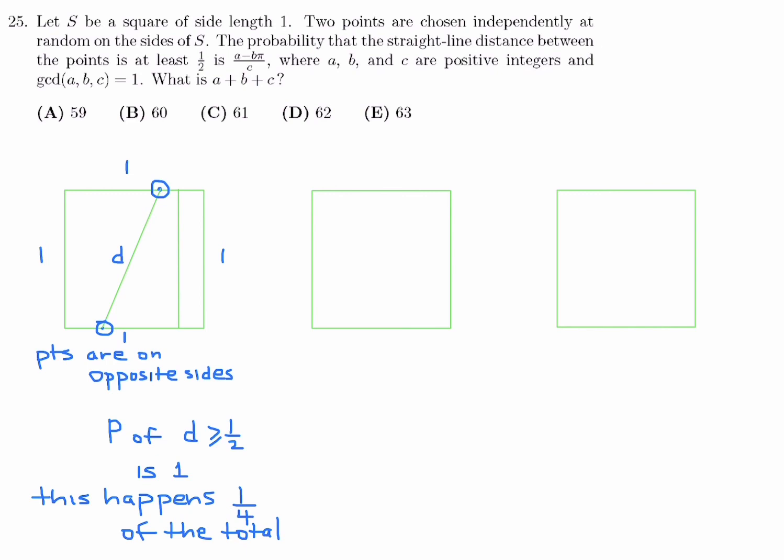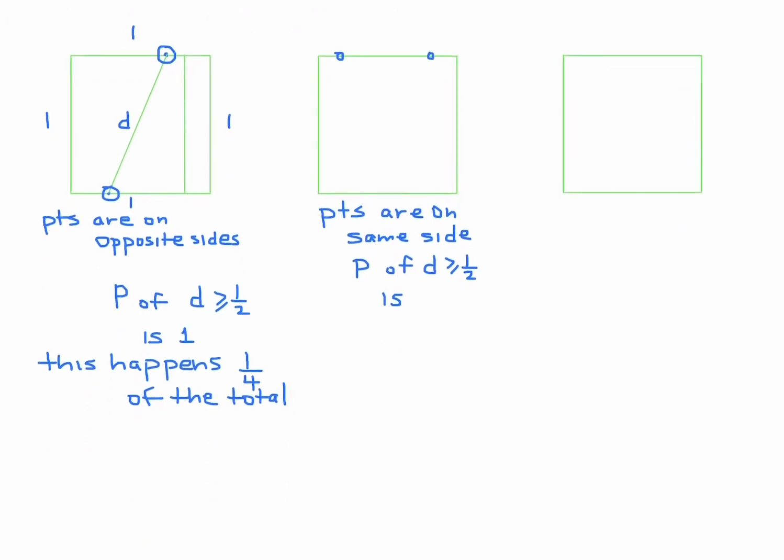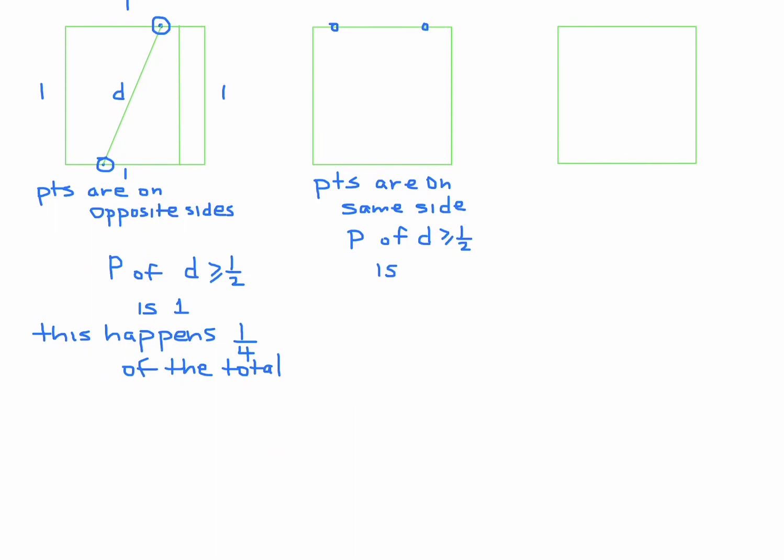The second scenario is when both of the points are on the same side. So for example, this is one point and this is a second point. And we want the distance to be greater than or equal to a half. So points are on the same side. And we have to figure out what is the probability that that distance is greater than or equal to a half. Well, that's going to happen basically if there's a couple scenarios. Let's say I call this guy A and I call this guy B.